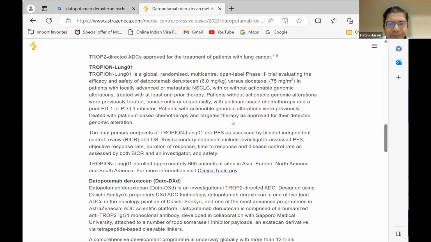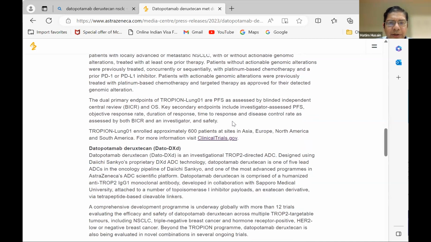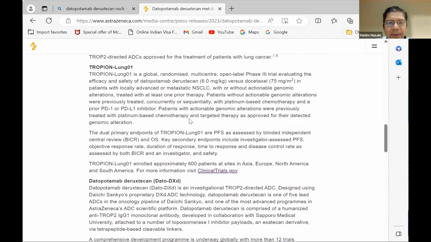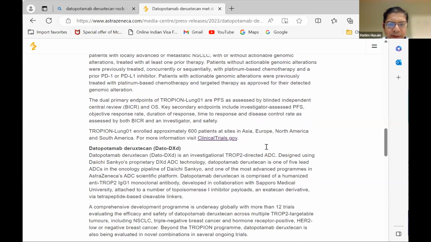And then in TROPION-Lung01, there were patients who had actionable oncogenes that were previously treated with platinum chemotherapy and targeted therapy. So we'll have to see how the two segments, those patients who had received prior targeted therapy for actionable drivers versus those that didn't, how they fared. So I think just some key points there to think about.